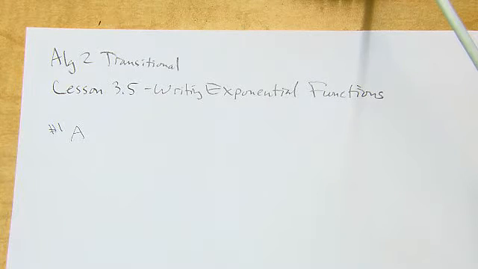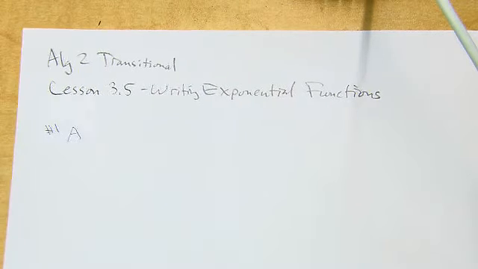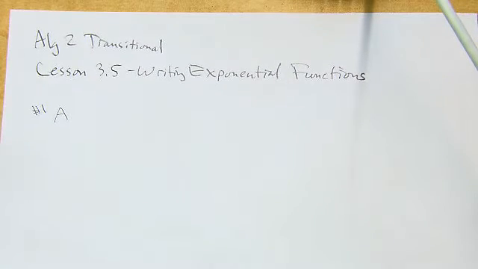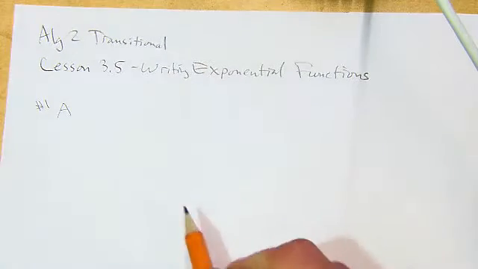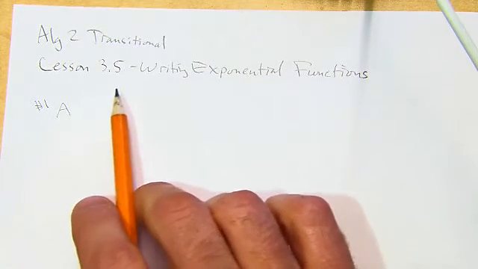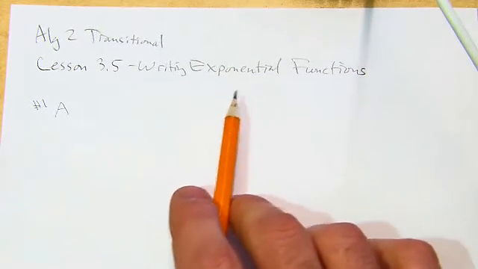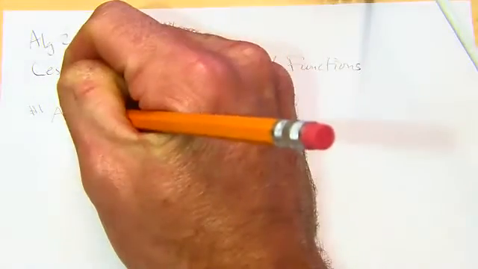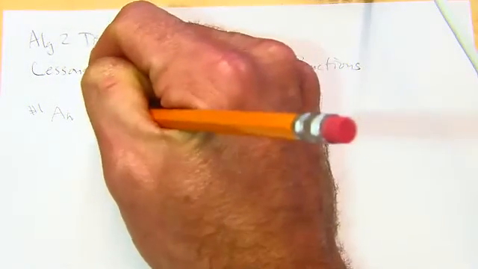All right. We're on to lesson 3.5 here, writing exponential functions. It's going off of what we've been doing, so if you just keep following along here, everything builds. It's all about percent increase and decrease. Okay, so we'll just do two examples.